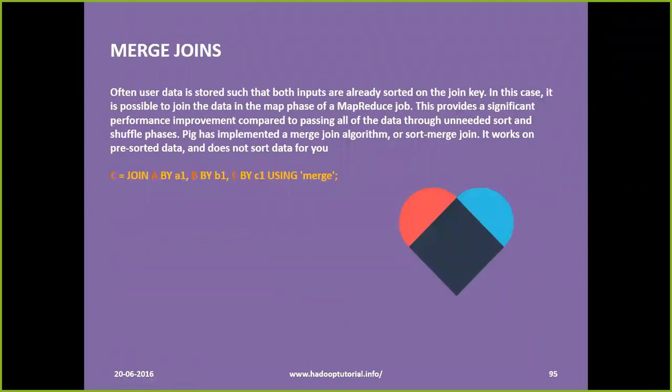And merge joins is another join type. When both the inputs are already sorted on the join key, in that case you can use merge joins. So if the records in relation A are already sorted by A1, the records in table B are sorted by B1, and table C records are sorted by C1, then you can specify the merge joins, and these run even faster.